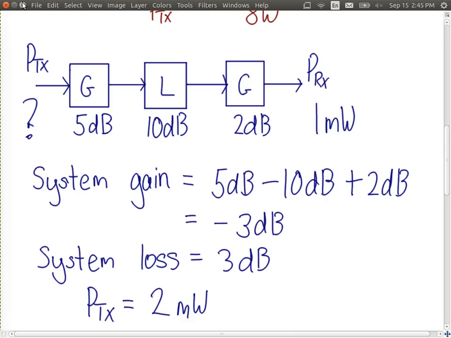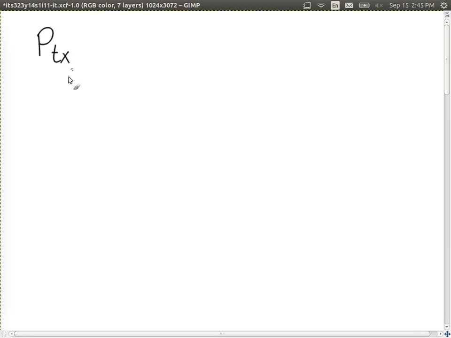Let's give one or a couple more examples on dB. Often in communication systems we transmit a signal with some power level. So I say PTX, the transmit power level. And it's often measured in watts or milliwatts.